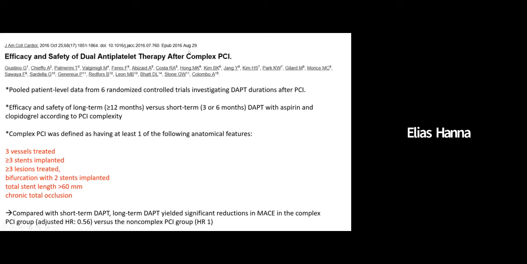And this is a study that proved the anatomical complexity. Those are the 6 features that constitute anatomical complexity. If you have one, but especially if you have 3 of those, you favor long-term DAPT. So those are the 6. Remember that number 3: 3 vessels treated, 3 stents, 3 lesions treated, bifurcation, stent length more than 60 millimeters, or CTO.